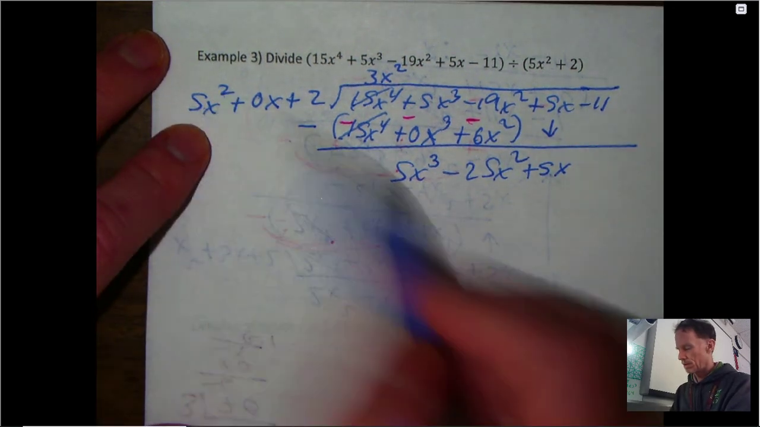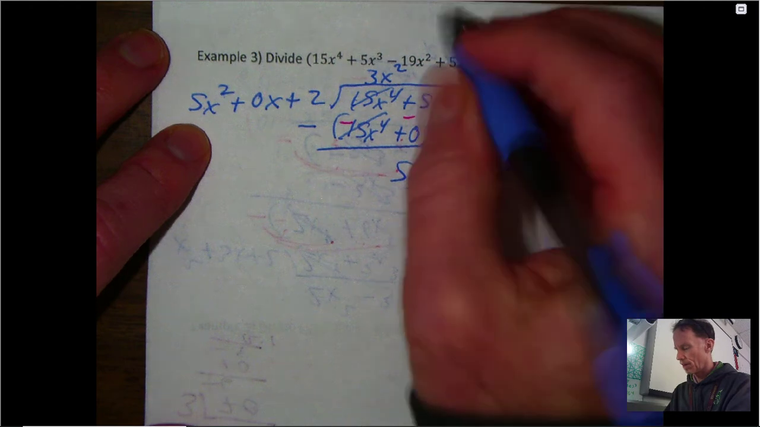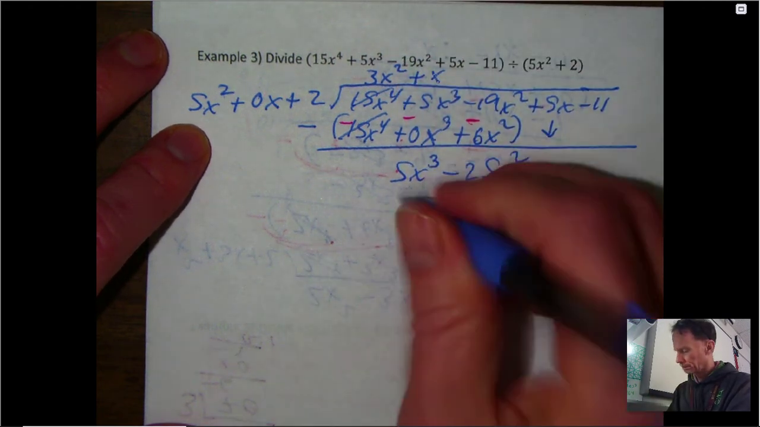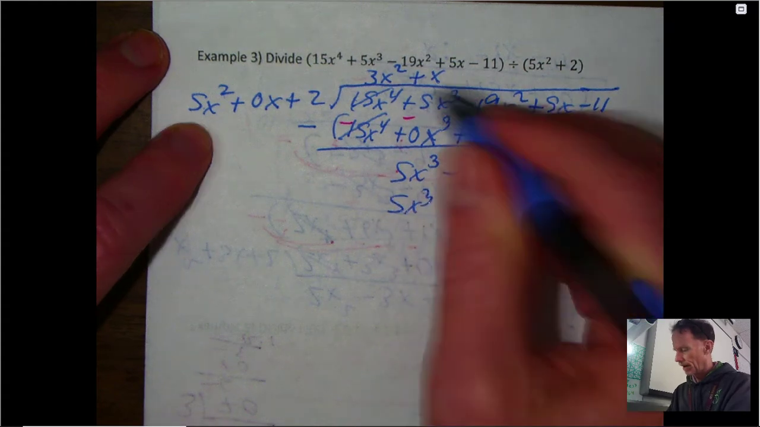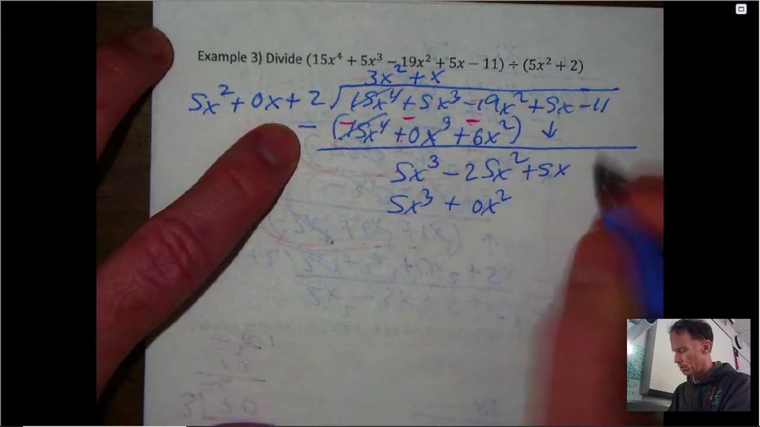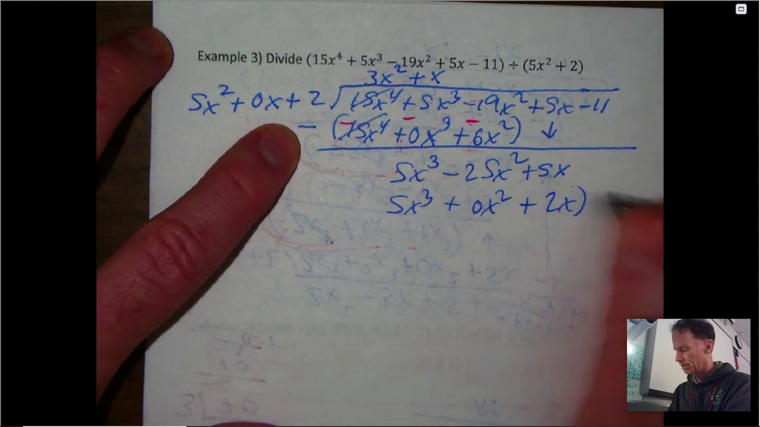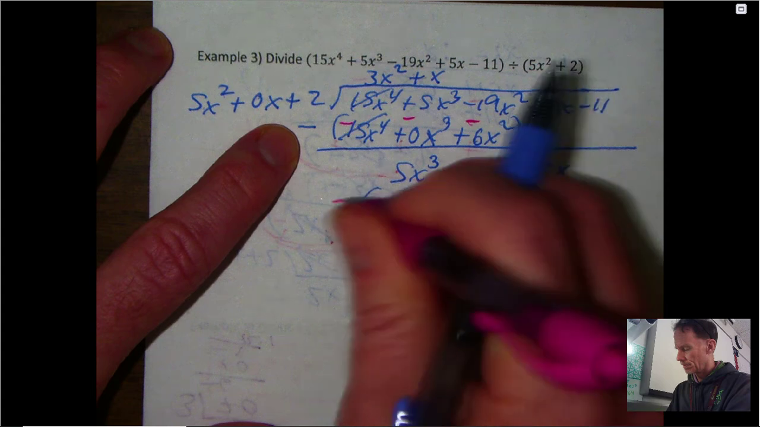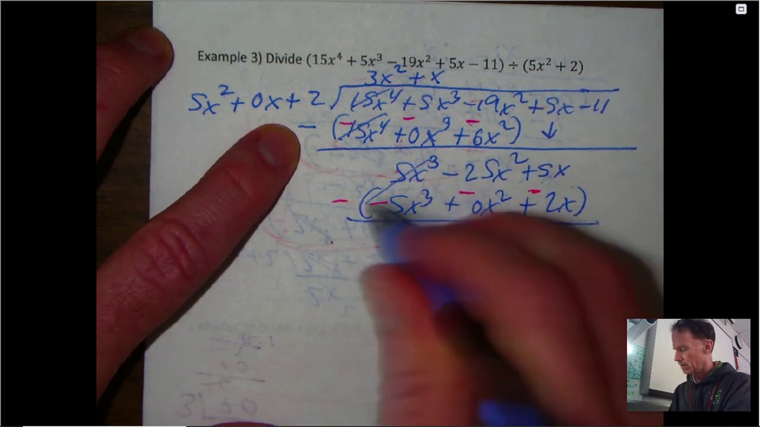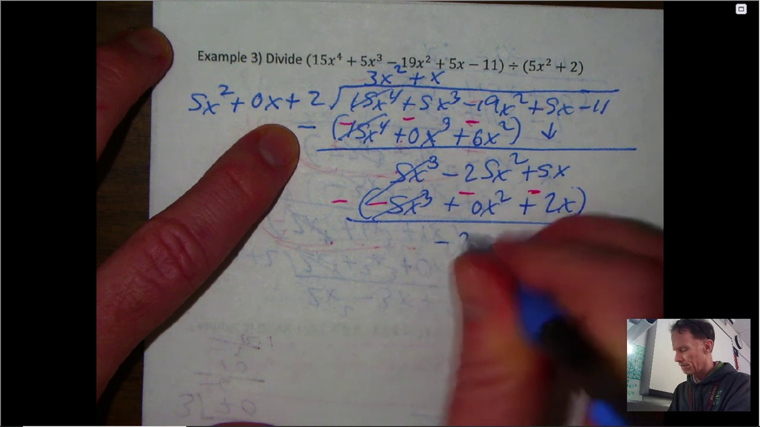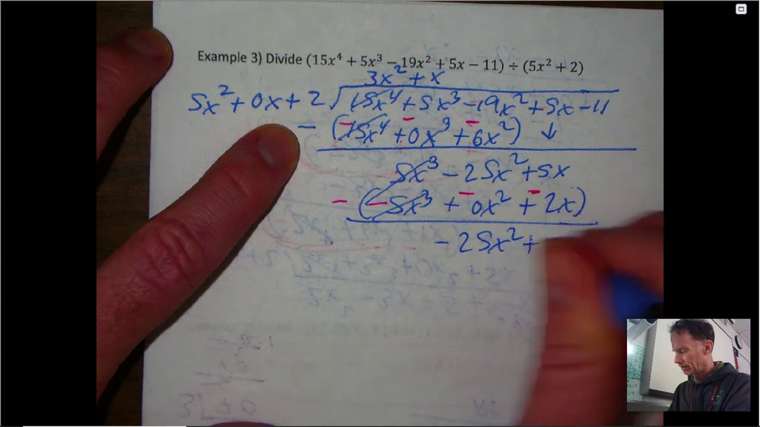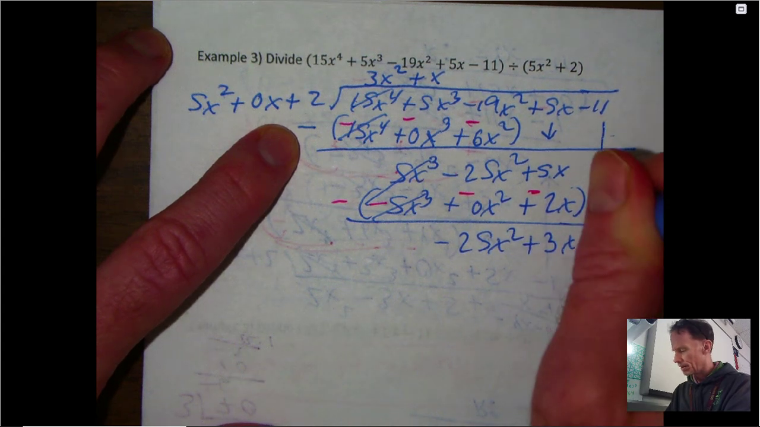Repeat the process. 5x squared times what would give me 5x to the third? All I need is an x. x times 0x is just 0x squared. x times 2. That's a minus, that's a minus, that's a minus. So we got negative 25. 5 minus 2 is 3. Bring the 11 down.